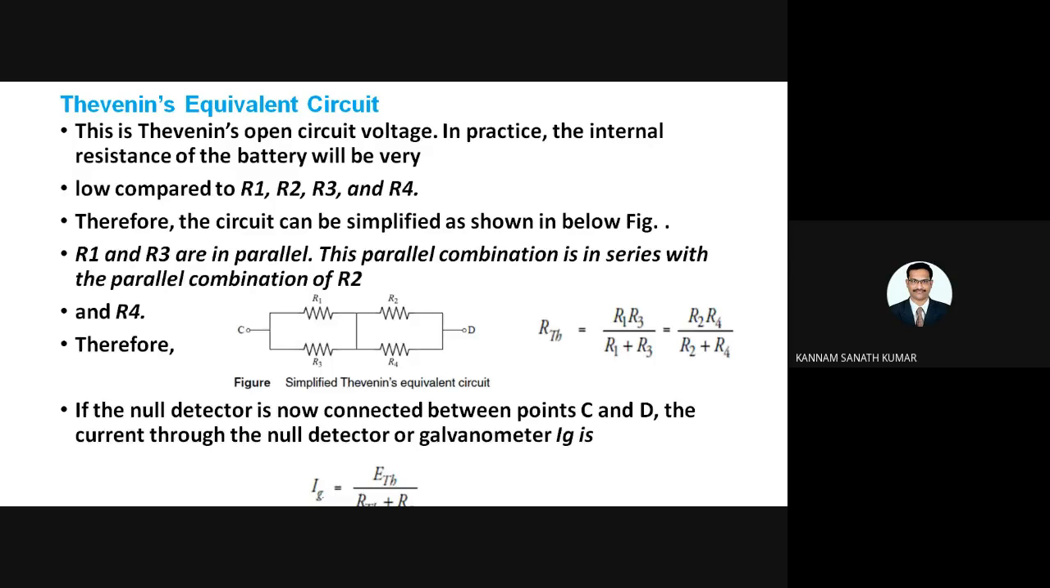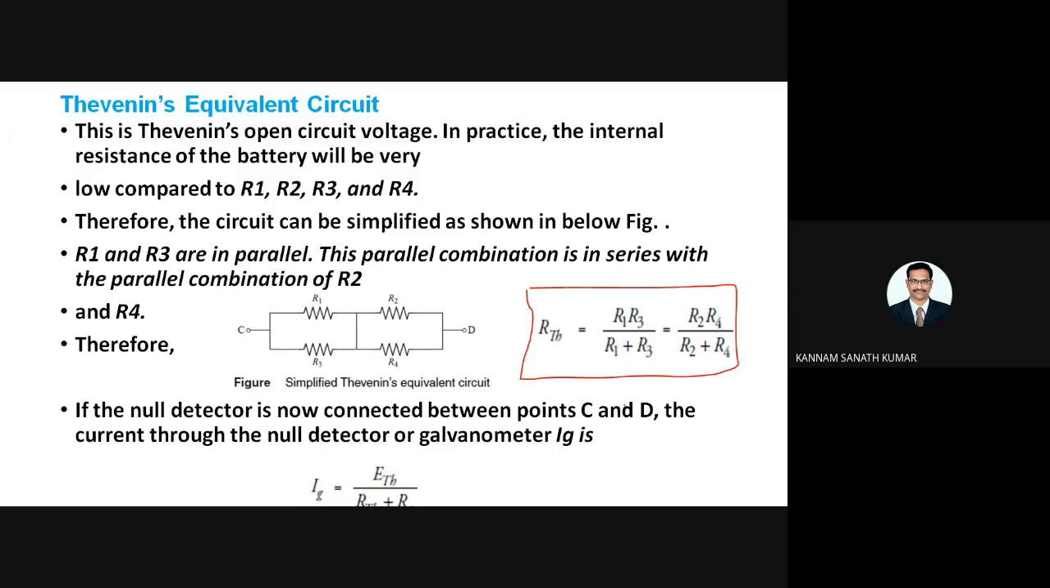You are getting some galvanometer current. Ig equal to ETH by RTH plus RG, where RTH equal to R1 R3 by R1 plus R3, equal to R2 R4 by R2 plus R4, and ETH equal to E into R1 by R1 plus R3 minus R2 by R2 plus R4. So this is the Thevenin's voltage and Thevenin's resistance, and from this you will get the galvanometer current. So the galvanometer current is ETH by RTH plus RG.